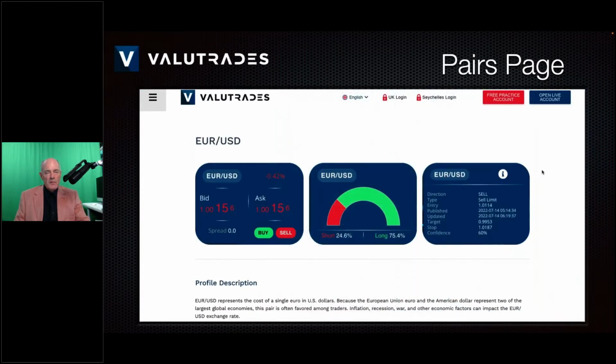Okay, so here's the surprise. Valutrades is creating what they call a pairs page. This is an example of the euro dollar. So it's combining quite a few things.